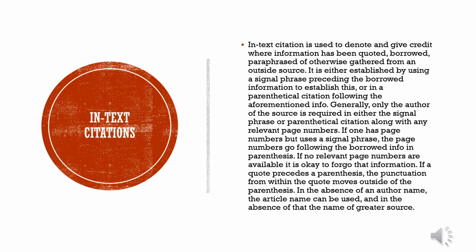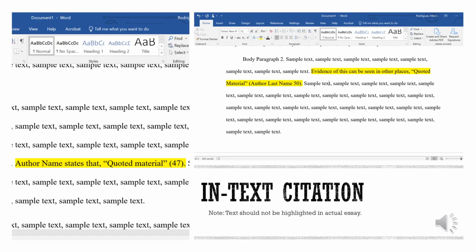If a quote precedes a parenthesis, the punctuation from within the quote moves outside of the parentheses. In the absence of an author name, the article name can be used, and in the absence of that, the name of the greater source can be used. Here are some visual examples of what in-text citation should look like.